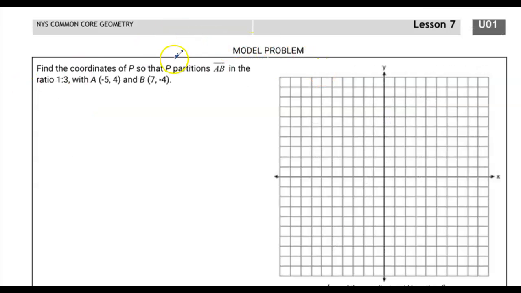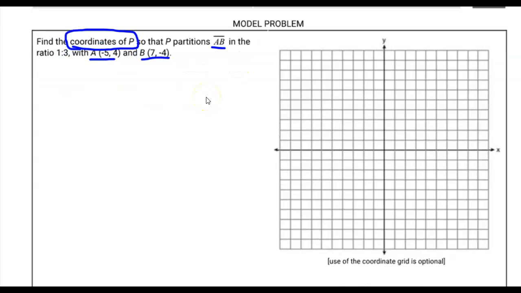All right, in this model problem, it tells us that AB is a line segment, and it tells us that point A and point B have these coordinates. Now it's asking for the coordinates of P, and we know that P separates AB into the ratio of 1 to 3. Well, let's take a look at what AB, the segment, actually looks like. Okay, and we've graphed this. We've said A is here and B is here.